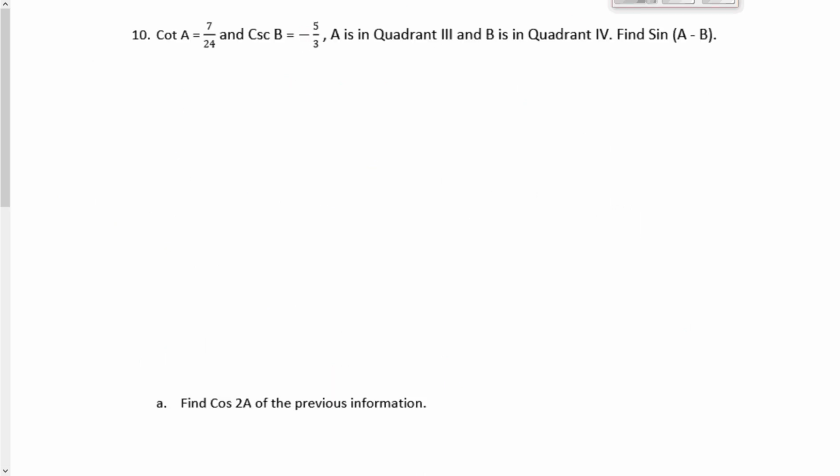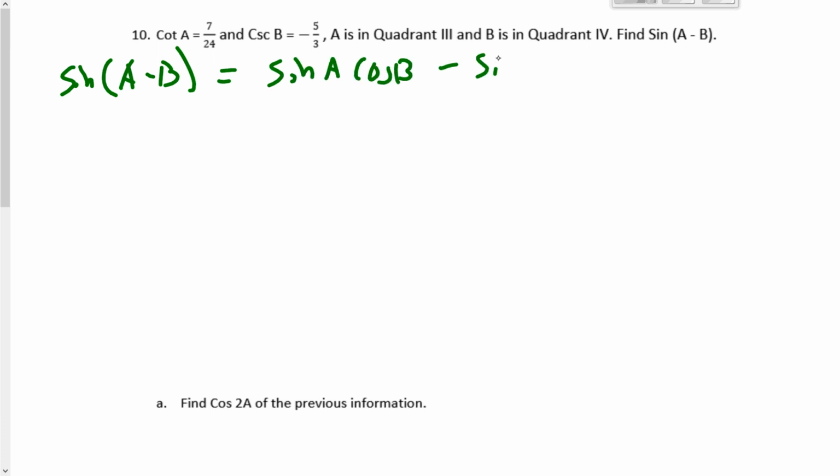Okay, so we have cotangent of A is 7 over 24, and cosecant of B is negative 5 over 3. A is in quadrant 3 and B is in quadrant 4, and we want to find sine of A minus B. So that means in order to find sine of A minus B, well, that is sine of A times cosine of B minus sine of B times cosine of A, right?